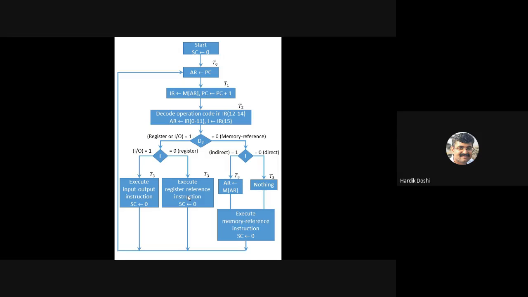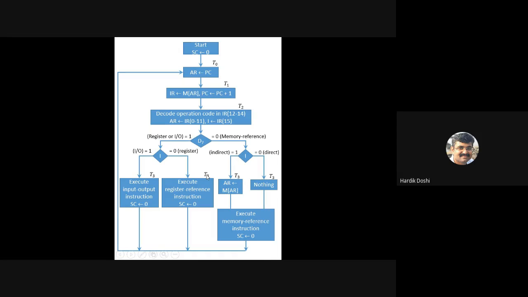Don't get confused. My question is, at what time will register reference instructions be executed? One thing is correct: at T3. But if you check, at T3 IO also gets executed. But T3 is fine. So T3 should be 1. Can I say like this? T3 should be 1. One thing.